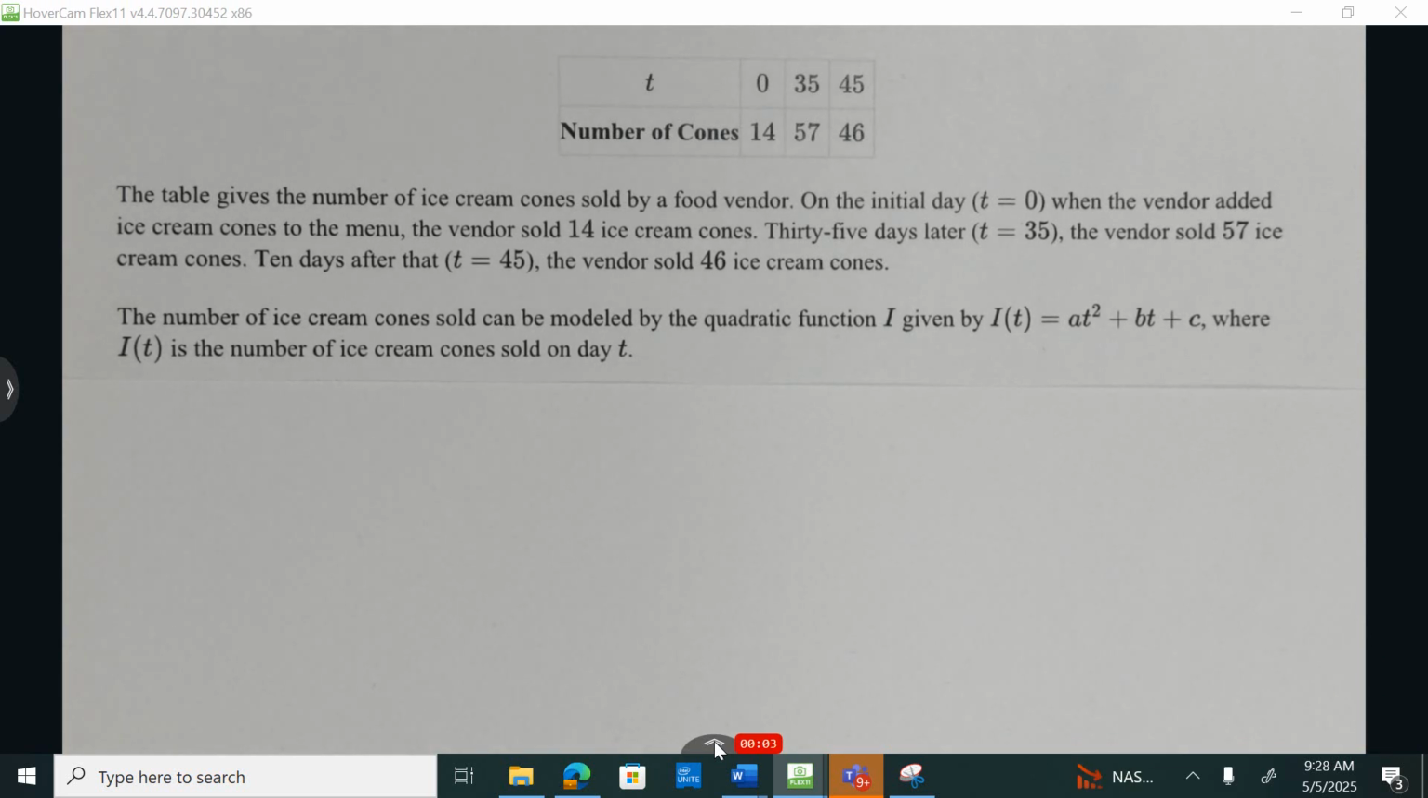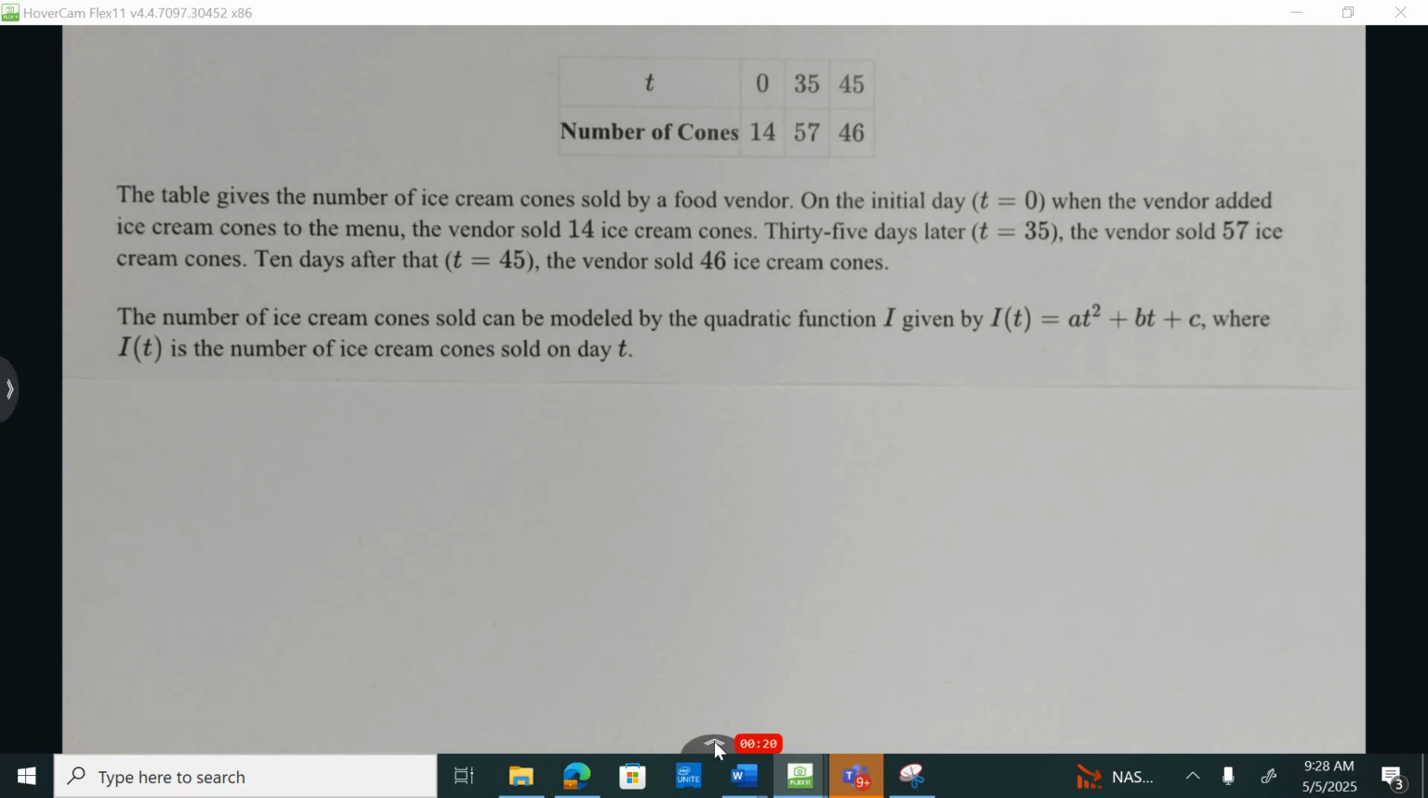The table gives the number of ice cream cones sold by a food vendor on the initial day, denoted as T equals 0, when the vendor added ice cream cones to the menu. The vendor sold 14 ice cream cones. 35 days later, when T equals 35, the vendor sold 57 ice cream cones.